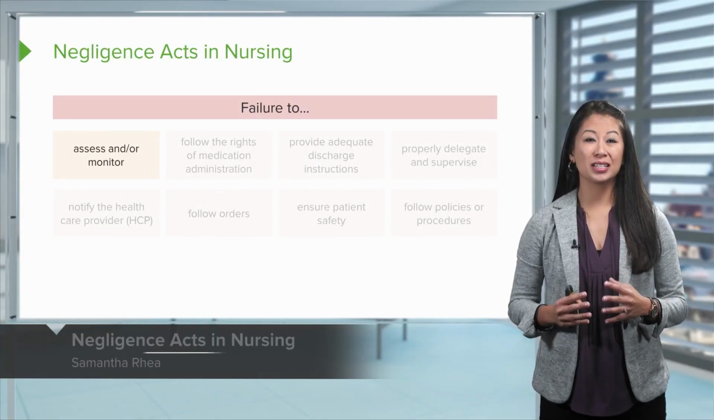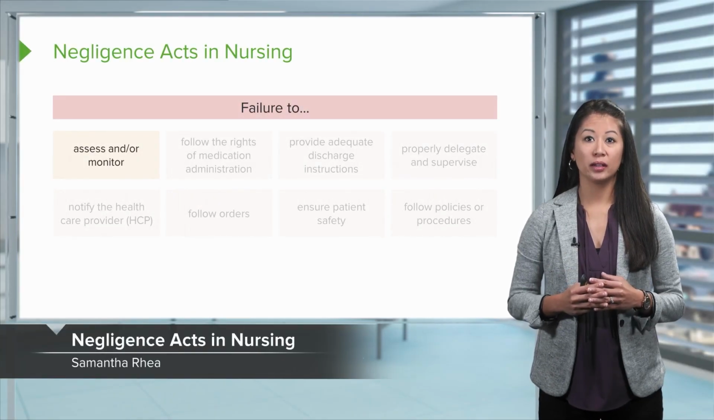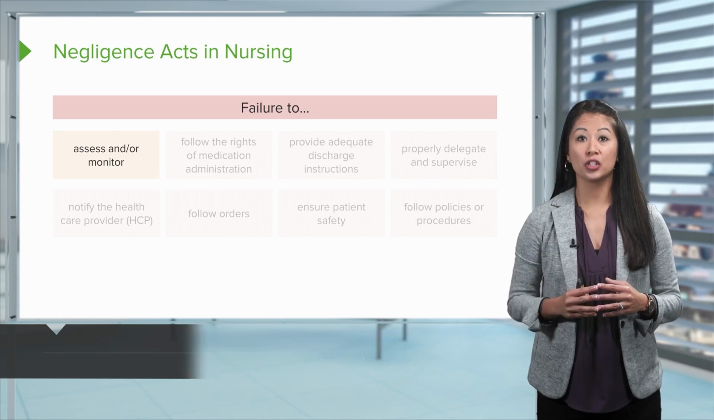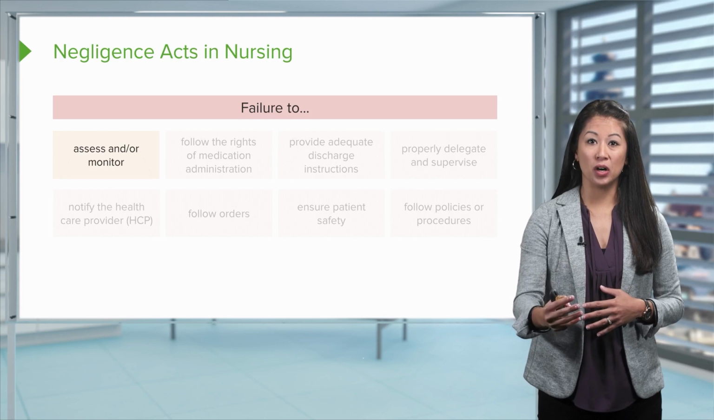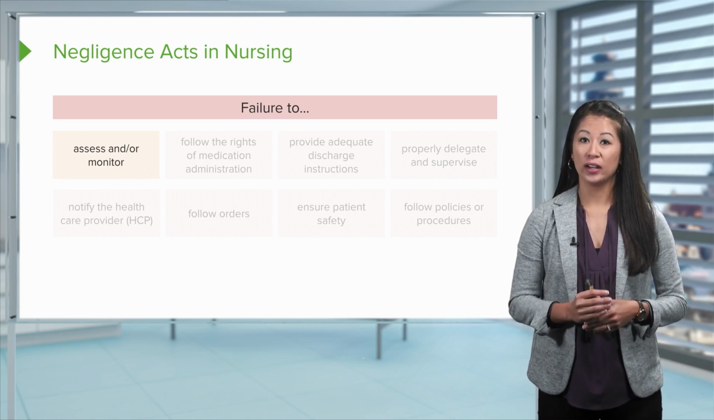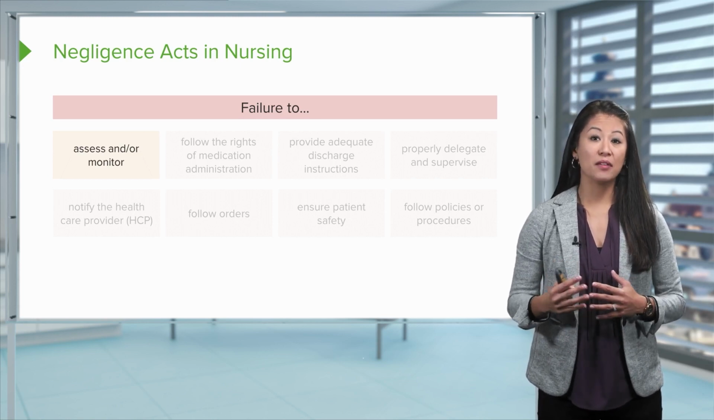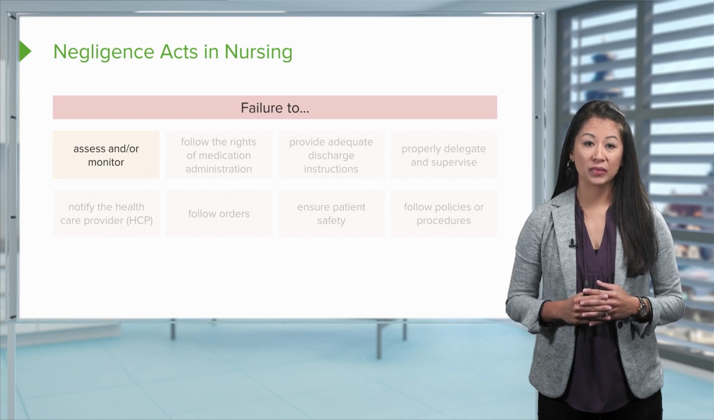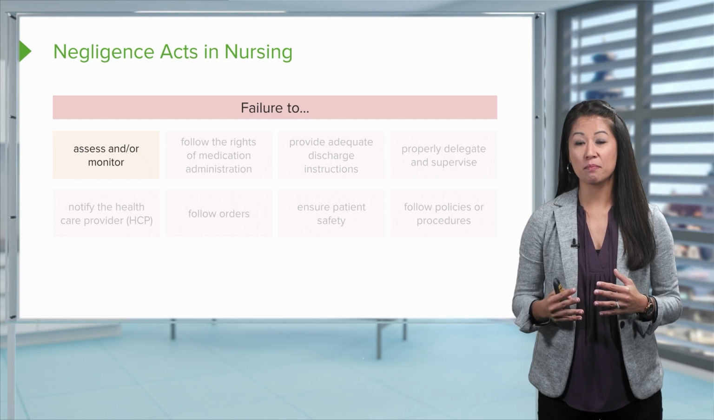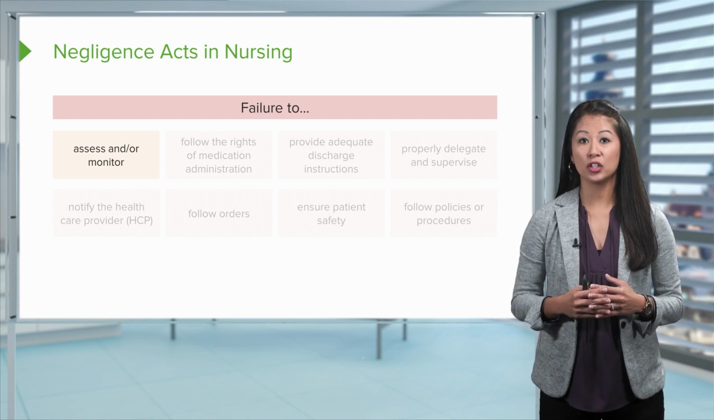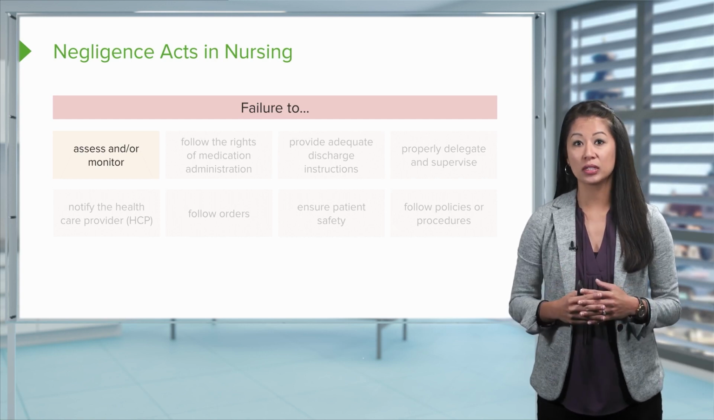Let's look at negligence a little bit more closely. Here are some great examples of negligence in nursing. First, failure to assess and monitor. Here's a great example of one that came up with a student. I hate to talk about this, but it's a great thing to think about when you're rounding on your patients and checking on them to make sure they're safe.